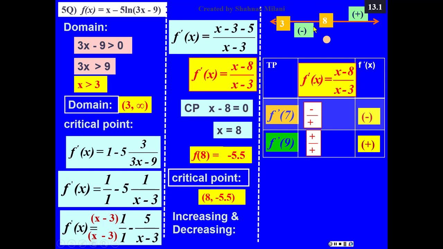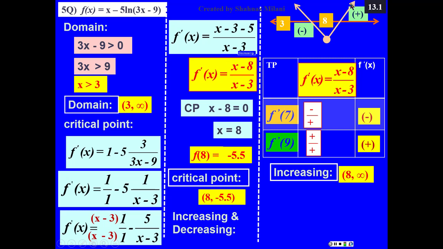Now, right here, decreasing means my graph is going down this way. Here is positive, which means increasing. That means from 8, my graph is going up. Now, by knowing this, I can write down the answer for increasing, decreasing, relative min and relative max. First, increasing. From here to positive infinity is going up. That means it's going to be 8 to positive infinity. Decreasing. This part is going down from here.